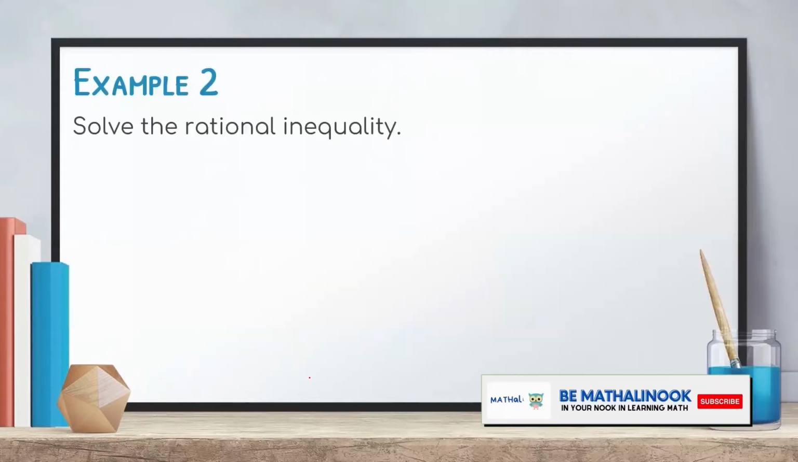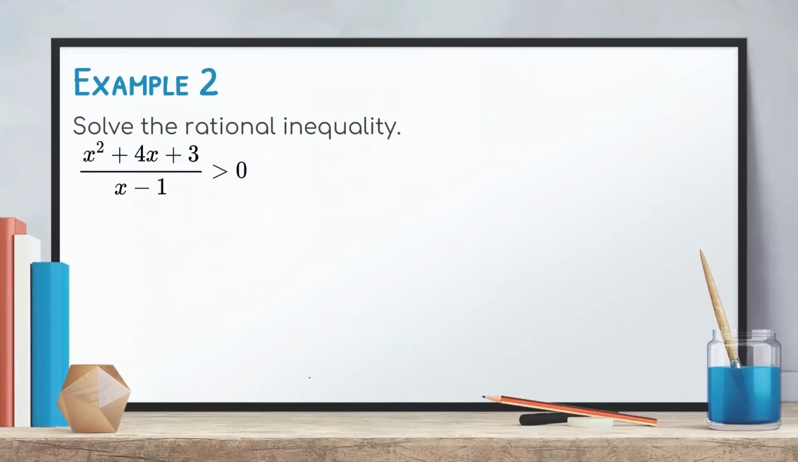Let us have another example. Solve the rational inequality (x² + 4x + 3)/(x - 1) is greater than 0. Again, determine first the zeros of the numerator and the denominator. But before that, let us factor the numerator before determining the zeros. Remember that the factors of x² + 4x + 3 are x + 3 and x + 1.